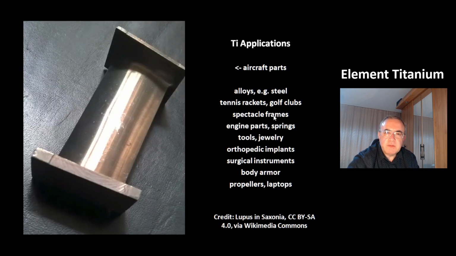These are the applications of the element titanium. At the left, you can see aircraft part. It is also used for alloys, for example, steel, for tennis rackets, golf clubs, spectacle frames, engine parts for springs, tools, jewelry, orthopedic implants, surgical instruments, body armor, propellers, and laptops.